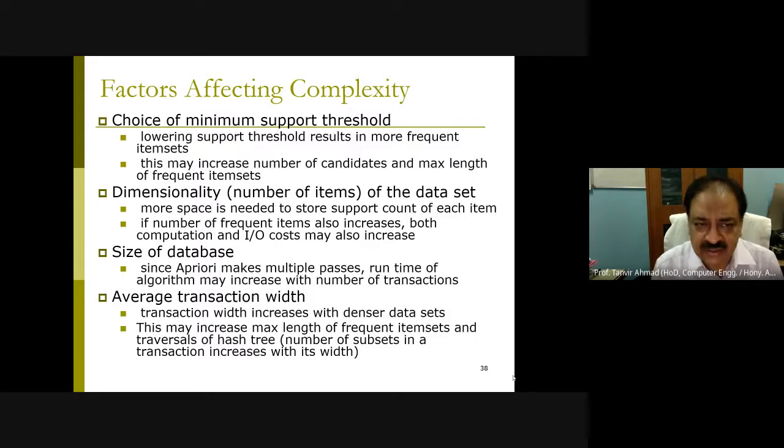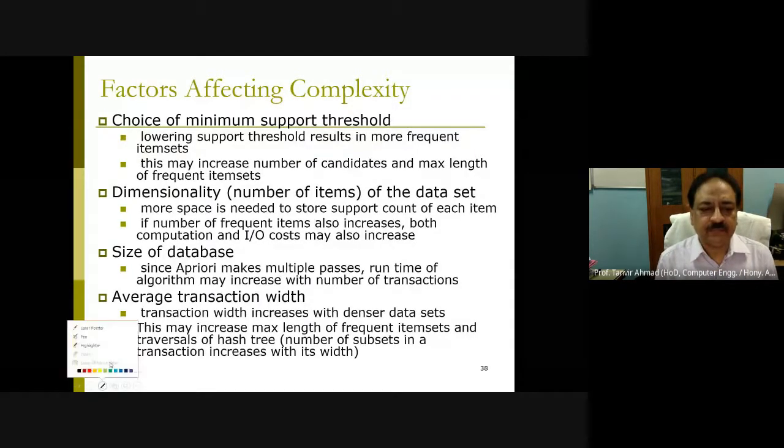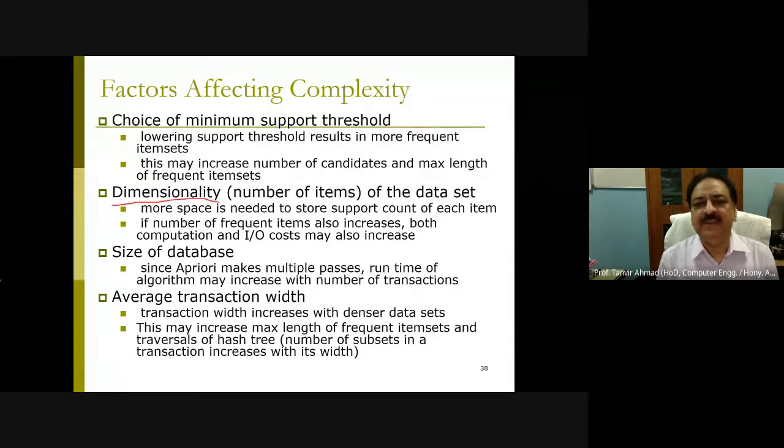Now, the second factor is dimensionality, which tells you how many items are in the data set. If the dimension is very large, you require more space to store them and to count the support. If the number of frequent items increases, it will also increase the computation time as well as the input-output cost.